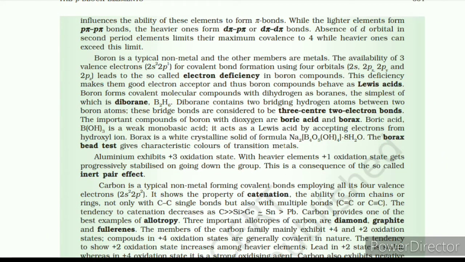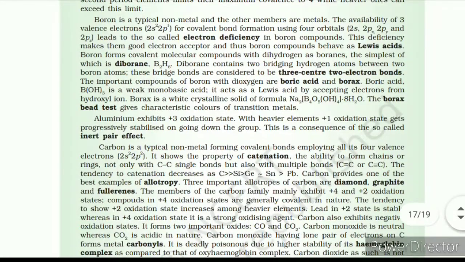Boron forms covalent molecular compounds with dihydrogen as boranes, the simplest of which is diborane, B2H6. Diborane contains 2 bridging hydrogen atoms between 2 boron atoms. These bridge bonds are considered to be 3-center 2-electron bonds. The important compounds of boron with dioxygen are boric acid and borax. Boric acid, B(OH)3, is a weak monobasic acid. It acts as a Lewis acid.